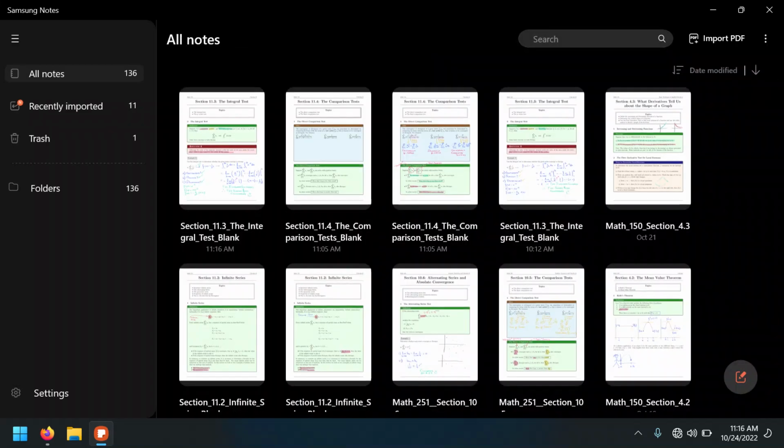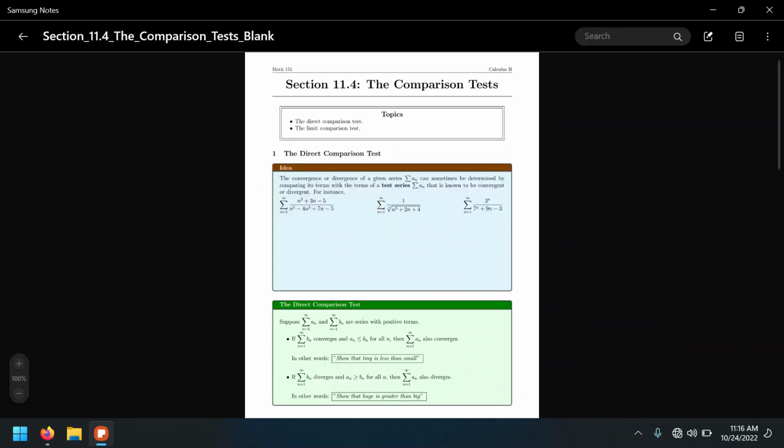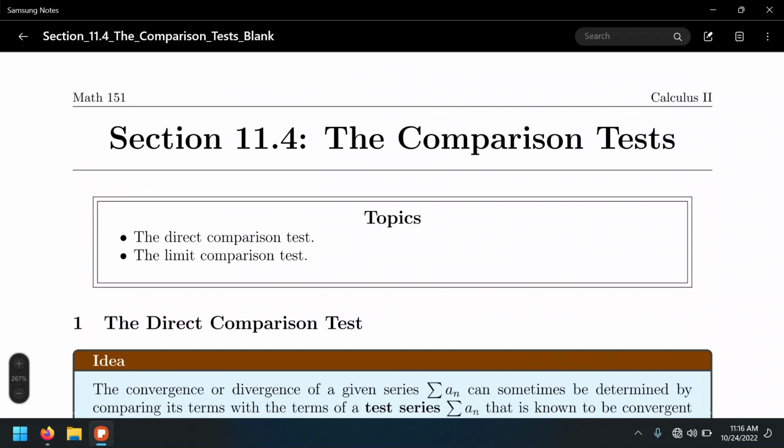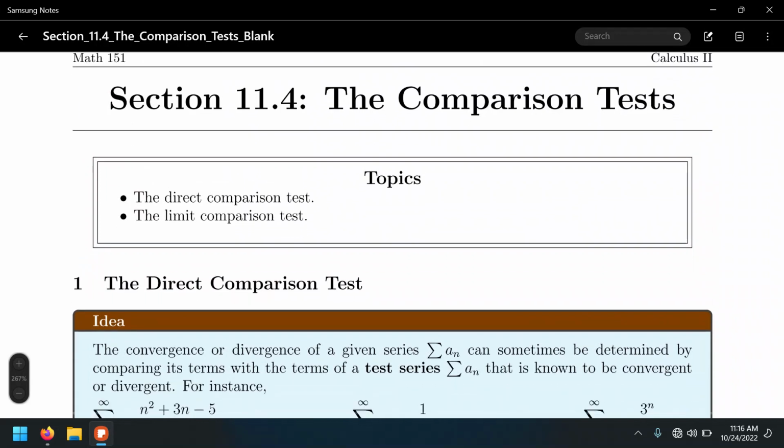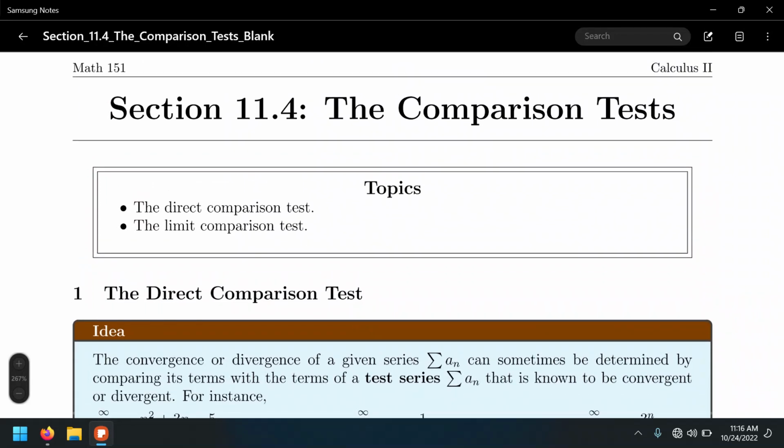In the meantime, let's look at the comparison test. So that's 11.4. What do we have for now? So far we have, number one, the telescoping series that can give us the infinite sum, the geometric series that can give us the infinite sum in the convergent case. What else do we have? The nth-term test for divergence.